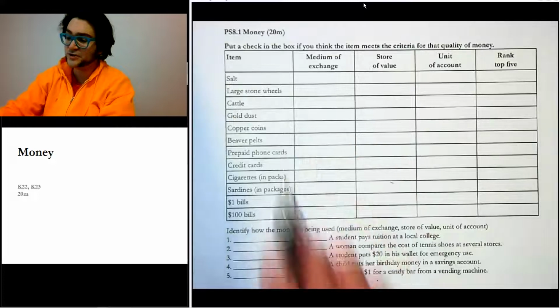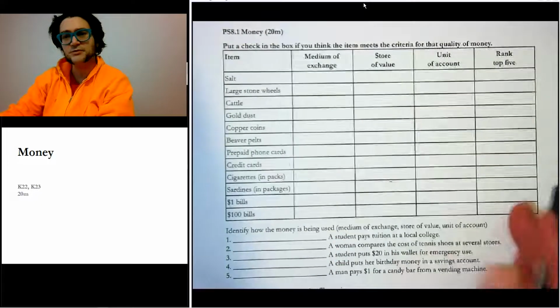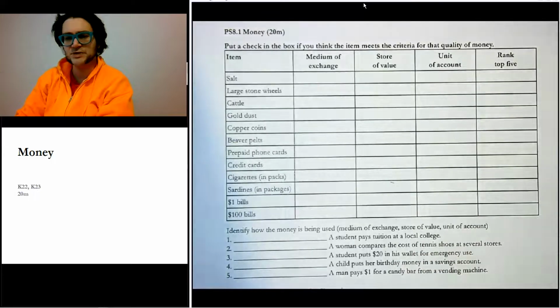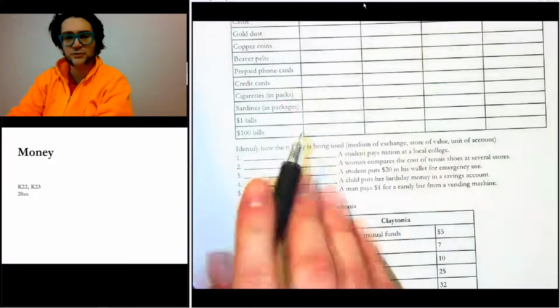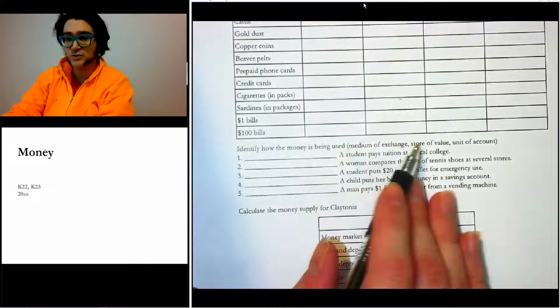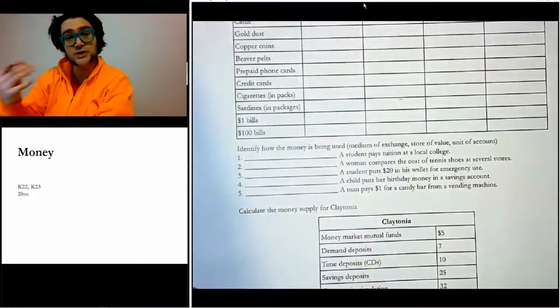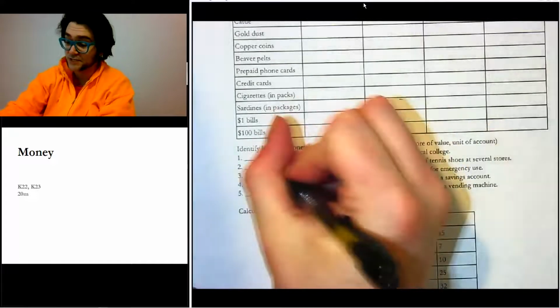So I would encourage you to go through these and mark whichever ones you think meet the criteria and rank your own top five, just to get you to think about it a little bit. So I'm going to skip those and then work through these problems. These are, how's the money being used? So medium of exchange, store of value, unit of account. A student pays tuition. So we know that if they're paying tuition, they're conducting a transaction. So that's a medium of exchange.